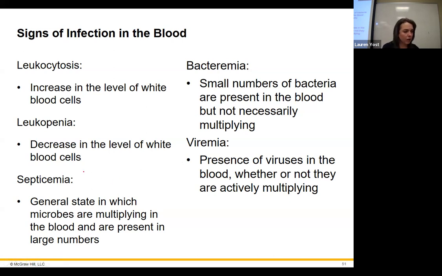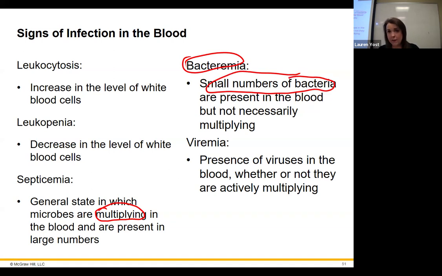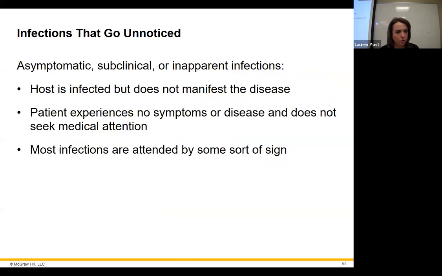So we have septicemia. We have microbes multiplying. Any kind of microbe, it doesn't matter. Bacteremia, small numbers of bacteria. Any bacteria in the blood at all is bacteremia. If it is flourishing in the blood, septicemia. Okay, it's a different term. And then viremia gets its own term. There's fungemia and all sorts of stuff too. They kind of speak for themselves, luckily.